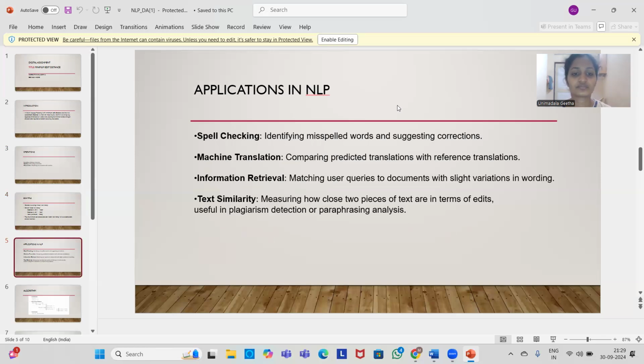Applications in NLP. There are different types of applications of minimum edit distance, like spell checking, machine translation, information retrieval, and text similarity. In spell checking, identifying misspelled words and suggesting corrections. Machine translation is used to compare predicted translation with reference translations. Information retrieval is used for matching user queries to documents with slight variation in wording. Text similarity is used for measuring how close two pieces of text are in terms of edits, useful in plagiarism detection or paraphrasing analysis.